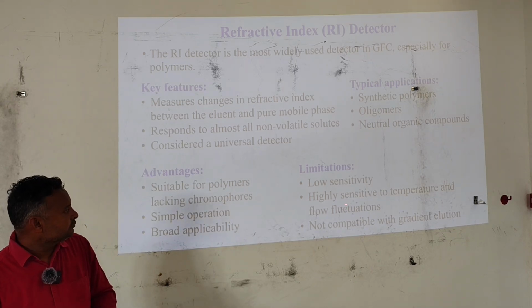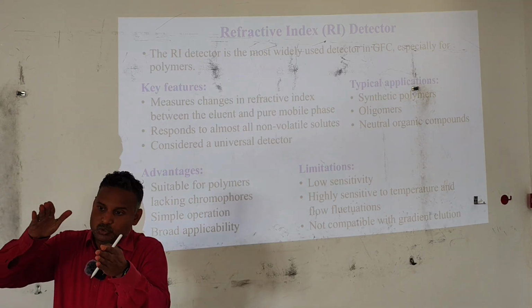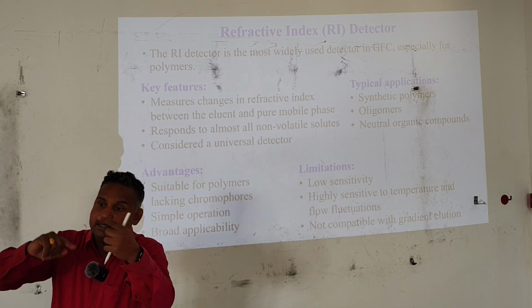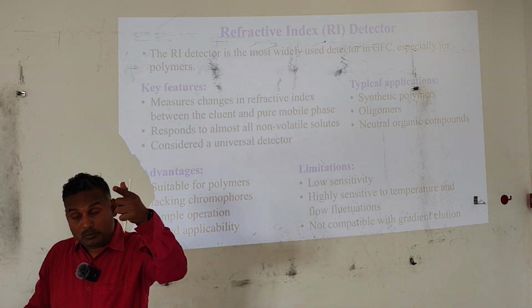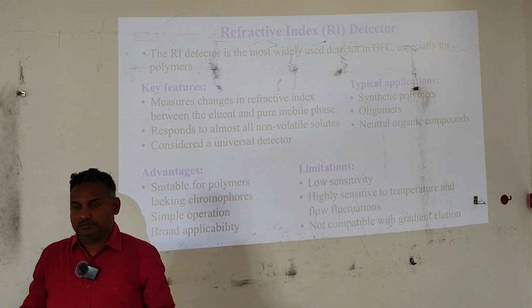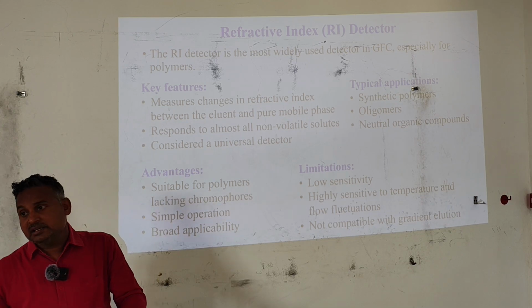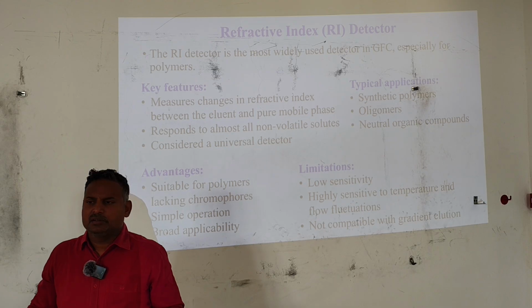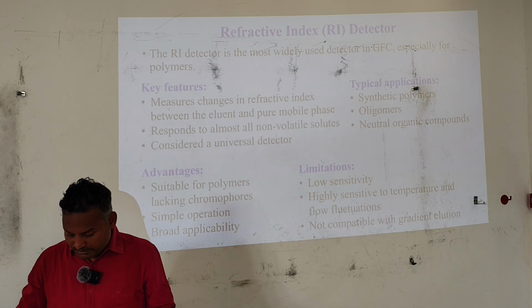So low sensitivity, and highly sensitive to temperature and flow fluctuations. That's why you need to have two streams: only mobile phase stream and column stream, so that we will get the difference between the mobile phase stream and column stream, which are having the same conditions. Not compatible with gradient elution. There is a certain kind of elution called gradient elution. Do you have any idea about gradient elution? Actually, there are two types of elutions.